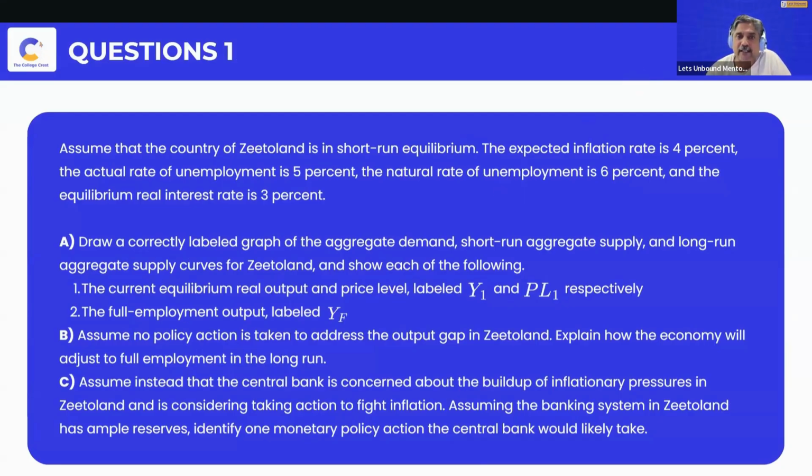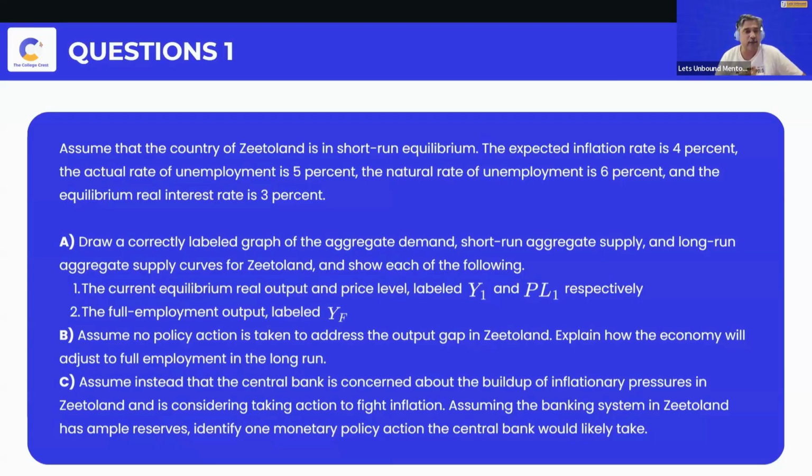Assume that the country of Zetoland is in short-run equilibrium. The expected inflation rate is 4%. The actual rate of unemployment is 5%. The natural rate of unemployment is 6% and the equilibrium real interest rate is 3%. So they have given us a lot of data to start with. Expected inflation 4%, actual unemployment is 5%, natural rate of unemployment is 6%, and the equilibrium interest rate is 3%.